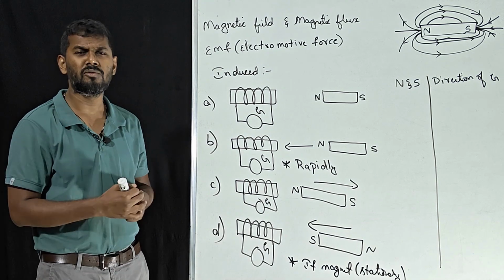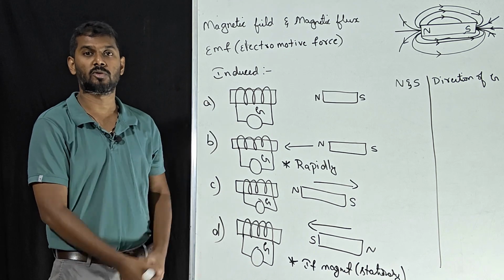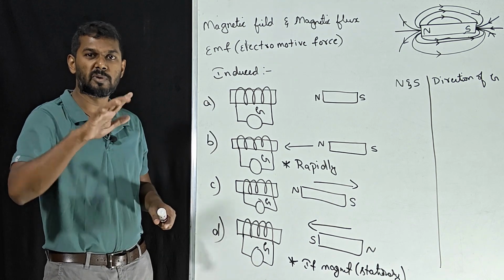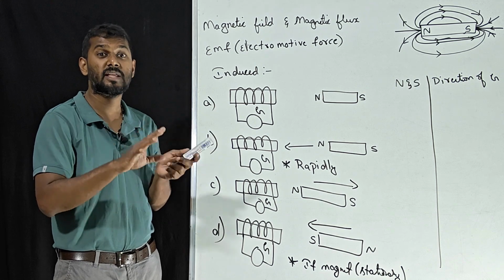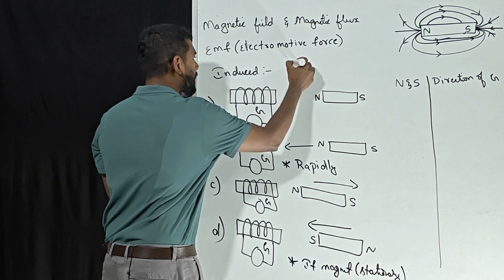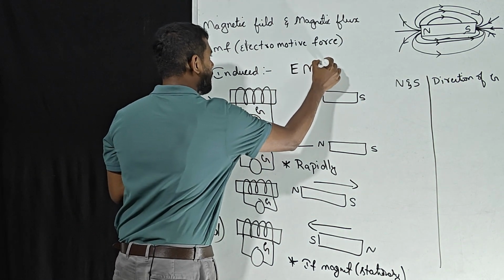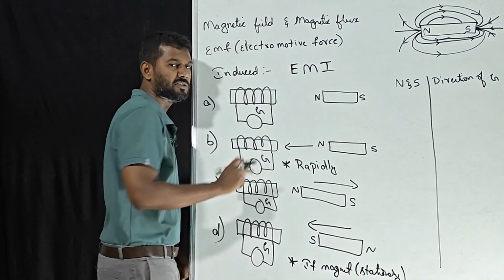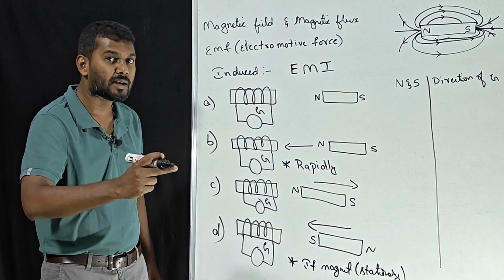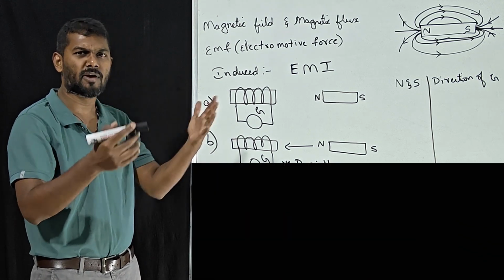Now we'll talk about the name of this process. Because of the magnet we are going to produce electricity, correct? There is a name for it. That is nothing but EMI, electromagnetic induction. Electromagnetic induction. So how to define this one?